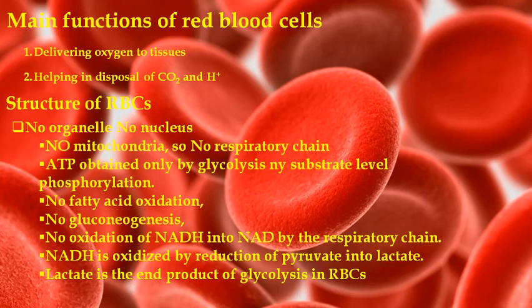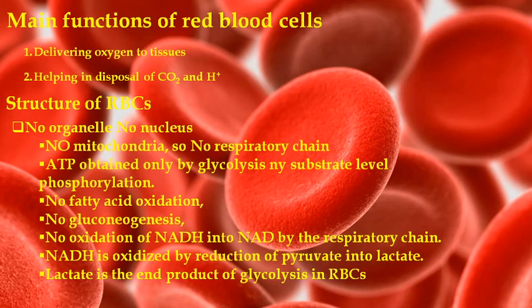Again, RBCs are not able to carry out fatty acid oxidation. There is no gluconeogenesis in the red blood cells. NADH, when produced during the process of glycolysis, cannot enter into the respiratory chain to be oxidized. So how is NADH oxidized inside the RBCs? It is oxidized by reduction of pyruvate into lactate. For that reason, lactate is the end product of glycolysis in RBCs.